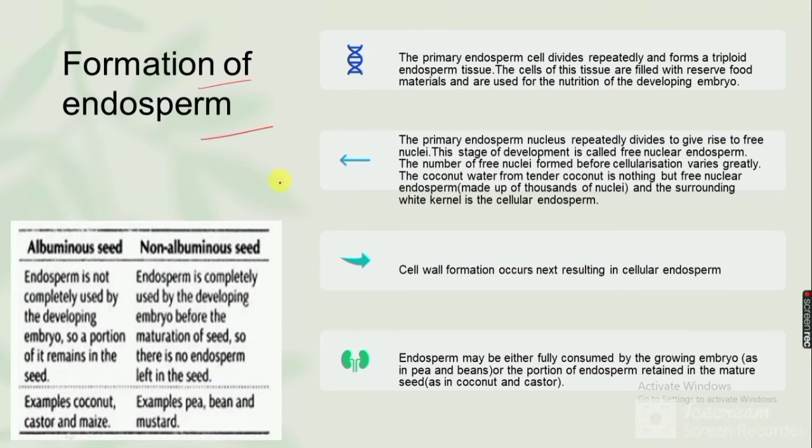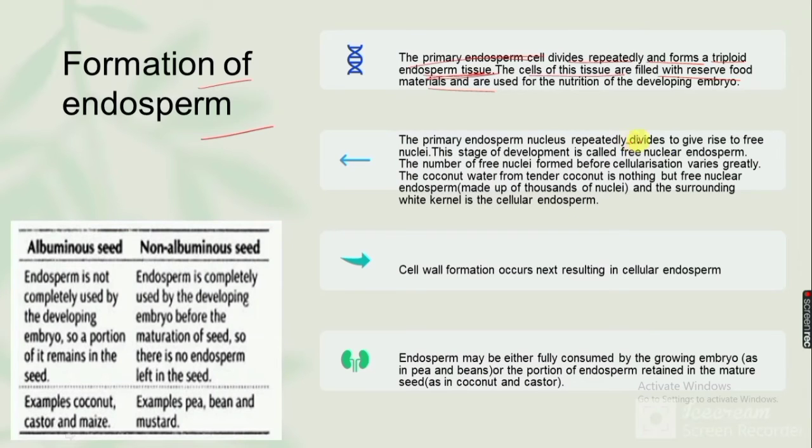Formation of endosperm. Let's see how the endosperm is formed. The primary endosperm cell divides repeatedly and forms triploid endosperm tissue. Then the cells of the tissue are filled with reserve food, which is used for the nutrition of the developing embryo.